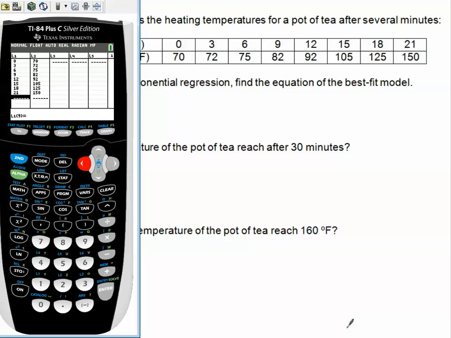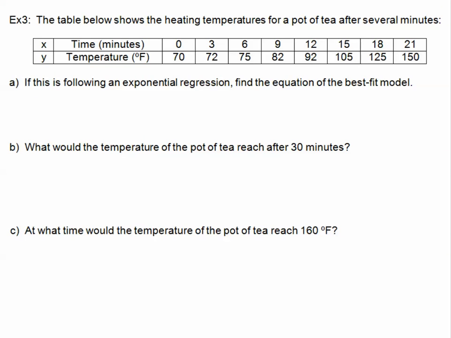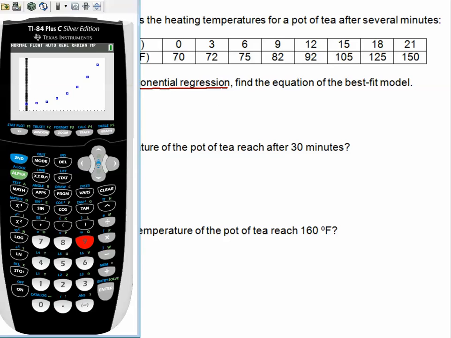Okay, so here is our data. Again, I've entered it all in and I've double checked. So now I need to see what type of data pattern this is. I turned my plot on and I'm pressing zoom 9. And I can see that this is going upward like this. It kind of looks like an exponential regression. And in fact, if you notice in the problem, it says this is following an exponential regression. So I'm definitely giving it away that it's exponential. I need to find the best fit model.